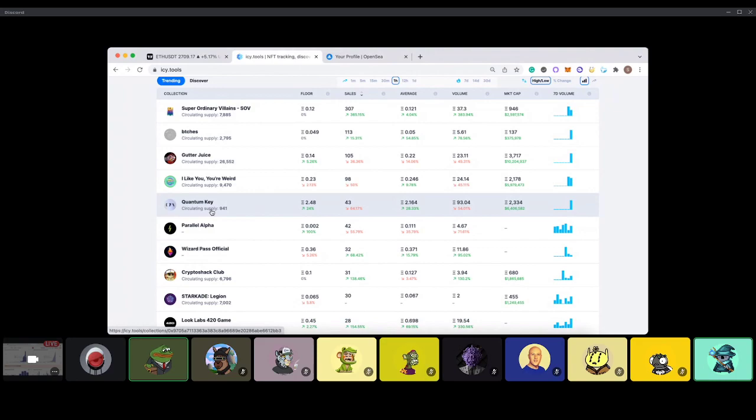I went into it and looked more into it. It was a small collection. I think it was just 1,000 NFTs. And the decision was easy. I was stupid not to buy more than one back then. So this is how you use Icy Tools.